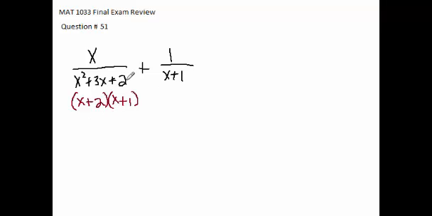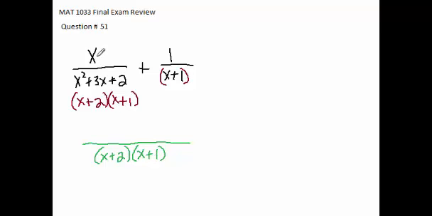So factoring the first denominator, I end up with x plus 2 times x plus 1. You can multiply that to verify that's the factored form. X plus 1 here won't factor, so we'll keep it together. Our least common denominator then would be x plus 2 times x plus 1. Now we would take each one of these original fractions and build it up so that it has this new denominator, x plus 2, x plus 1.